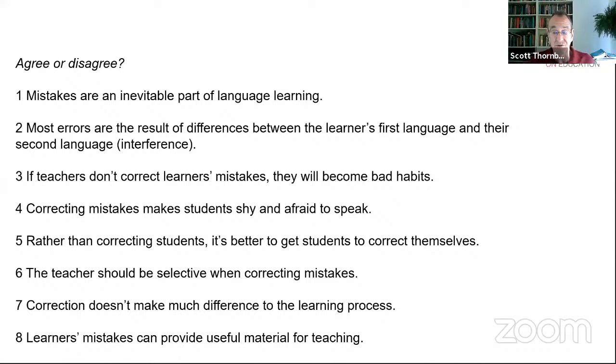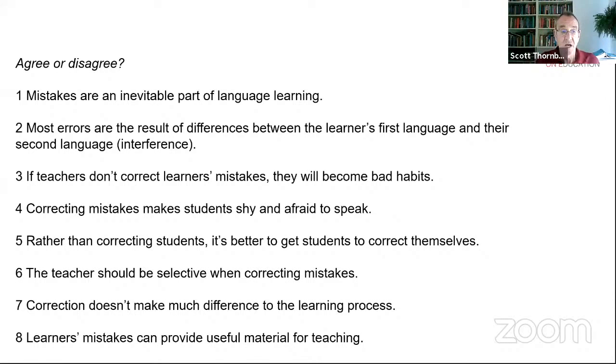Correcting mistakes makes students shy and afraid to speak. Well, this is one argument used by proponents of more humanistic views of language learning, which foregrounds the student's emotions, attitudes, feelings, etc. And it's true that particularly adults or teenagers feel some anxiety, a loss of face, if they're being corrected in front of their peers, in front of other students. We have to take this into account. Some students are more sensitive than others. If we recognize that correction is important, but also that it can cause students to feel humiliated and maybe inhibit them, then we need to think of ways of doing it which do not threaten their sense of face.